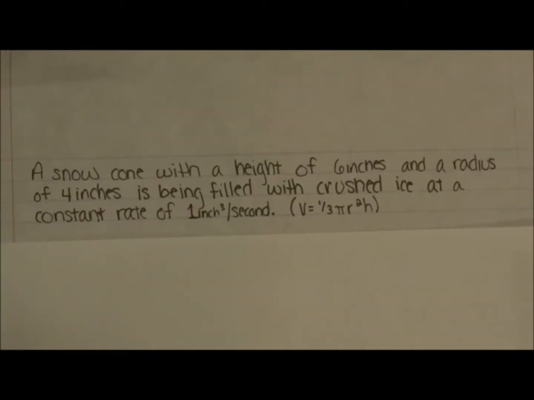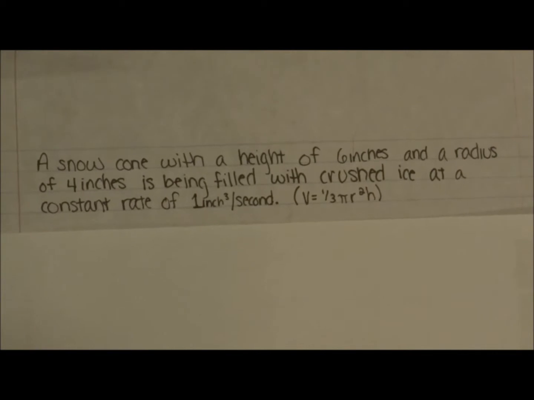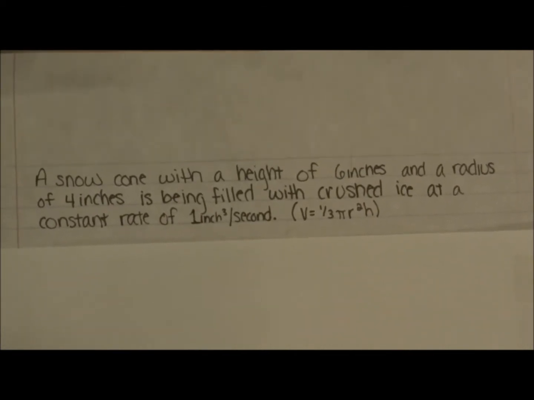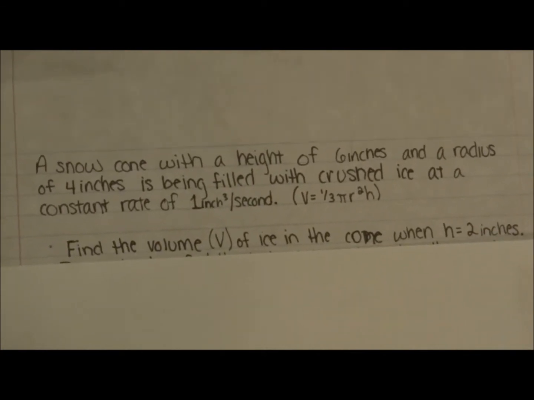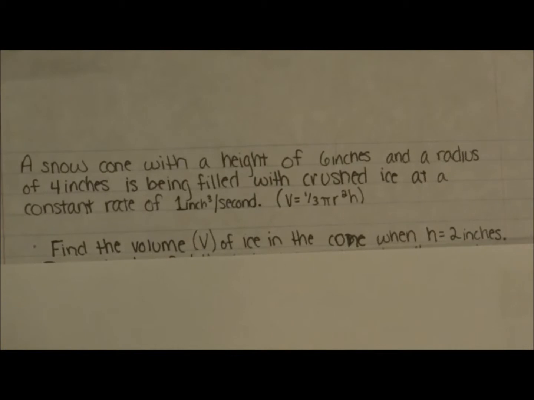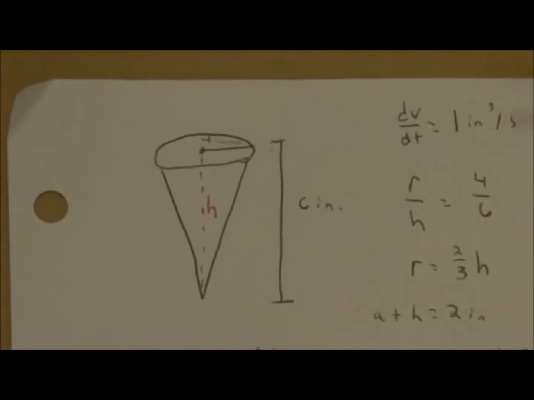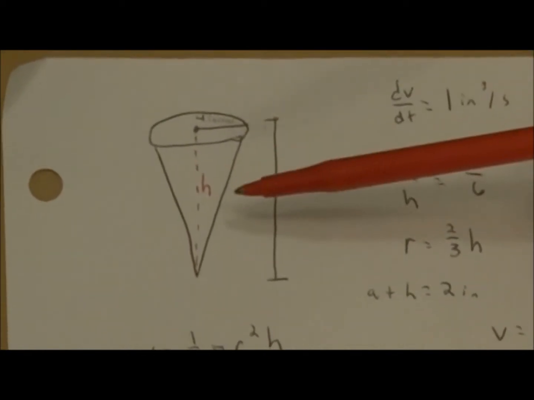So for our problem, we chose a snow cone with a height of 6 inches and a radius of 4 inches being filled up with crushed ice at a constant rate of 1 cubic inch per second. For the first problem, find the volume of ice in the cone when h equals 2 inches. So for the first part, you need to find the volume when the height is equal to 2 inches.